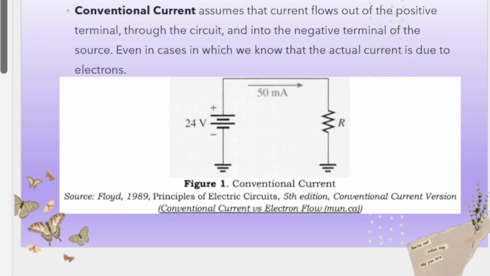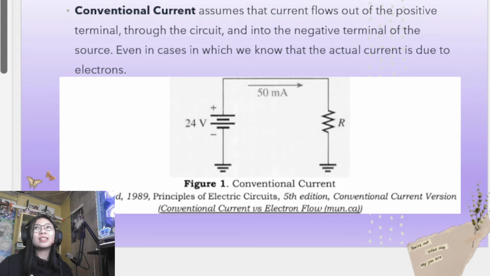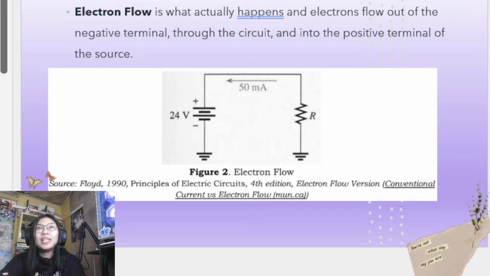Okay, so we have here the conventional current. Conventional current assumes that current flows out of the positive terminal through the circuit, then back to the source, going to the negative terminal. So that is conventional current. That was their assumption before: conventional current is from positive to negative. But the real thing is, electrons are the ones that flow.